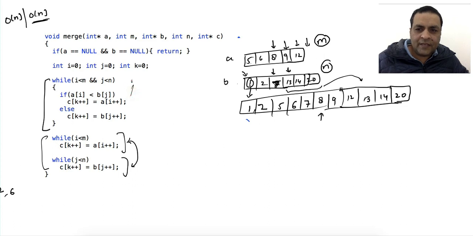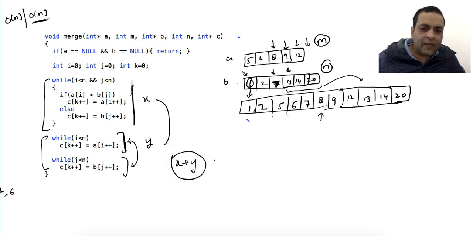If I consider, let's say, that this first while loop has x iterations and this loop has y iterations, then the total number of iterations is x plus y. So I can say that x plus y will always be equal to m plus n, because in one iteration we are moving one element, and the total number of elements that need to be moved is m plus n. We are moving all the elements of A and B; the total number of elements in A and B is m plus n.